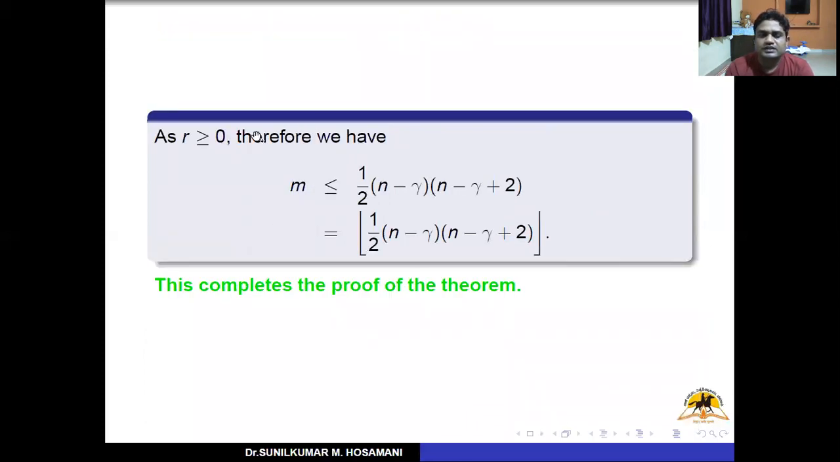Since r is any positive integer, that value is negligible, therefore this can be rewritten like this: M is less than or equal to 1 by 2 (N minus gamma) times (N minus gamma plus 2). Because of that r value, we have taken a floor function here. Therefore, the number of edges in any graph G is less than or equal to the floor of 1 by 2 (N minus the domination number) times (N minus the domination number of G plus 2). This is a bound which is called the famous Vizing's bound. Vizing is the person who obtained this bound. So this completes the proof.